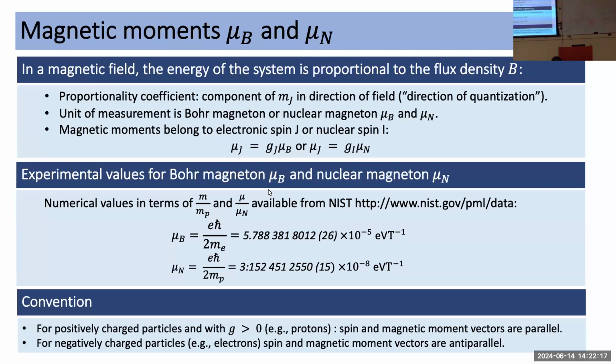Okay, so let's talk about magnetic moment and mu_B and mu_N. In a magnetic field, the energy of the system is proportional to the flux density. The proportionality constant is the coefficient of the magnetic quantum number in the direction of the field. So that's the direction of the quantization. And this can either be measured in units of the Bohr magneton or the nuclear magneton. So that means you have either a mu_J or a mu_I.